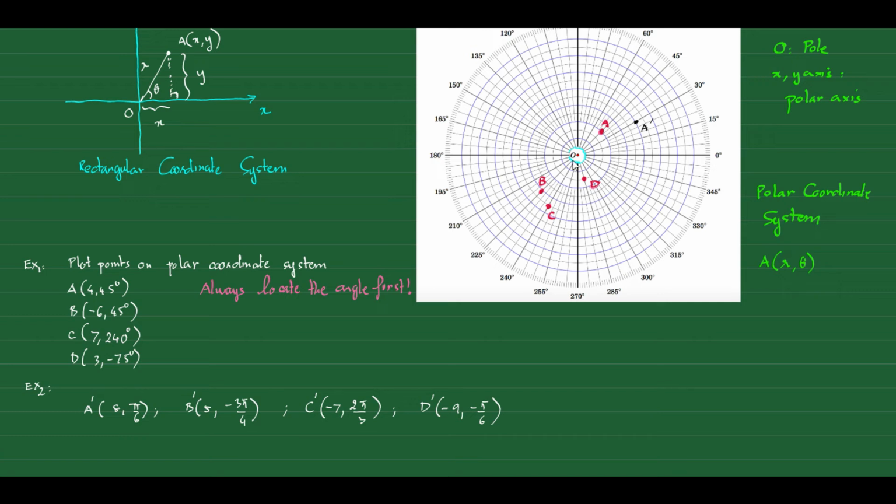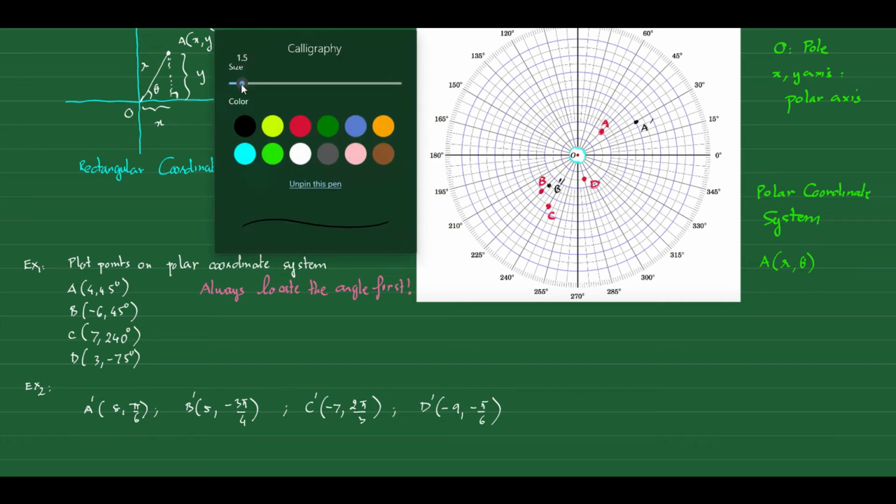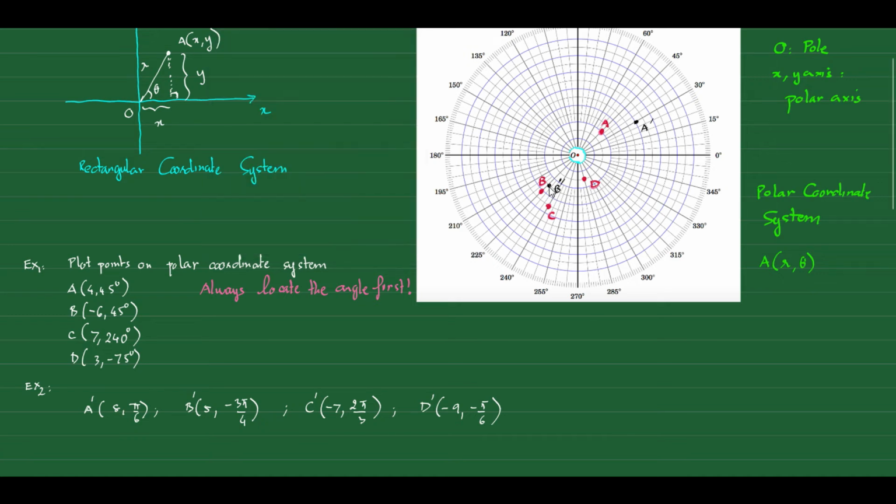And it's 1, 2, 3, 4, 5. 1, 2, 3, 4, 5. So right over here. There you go. This is B prime. And it's negative 7.